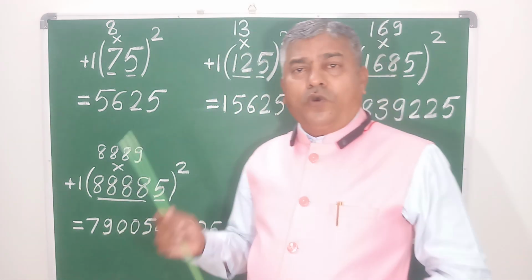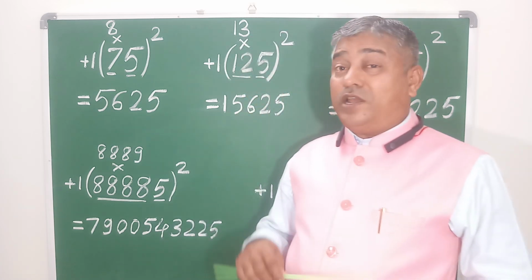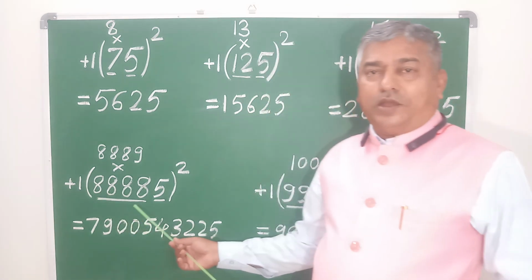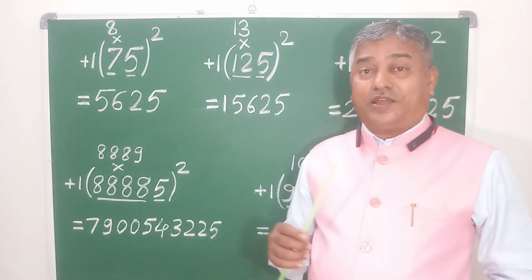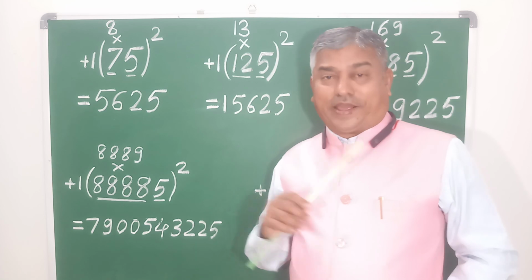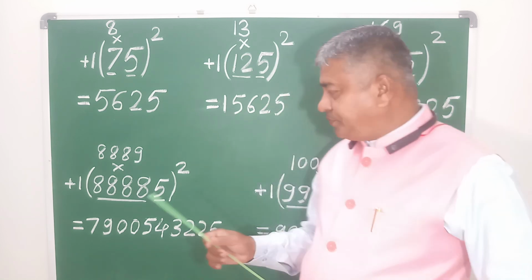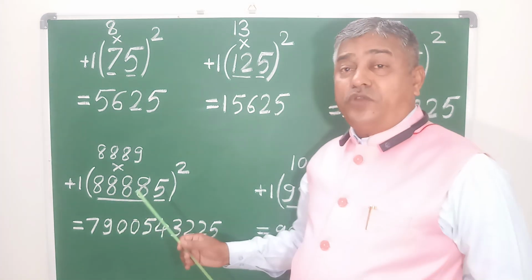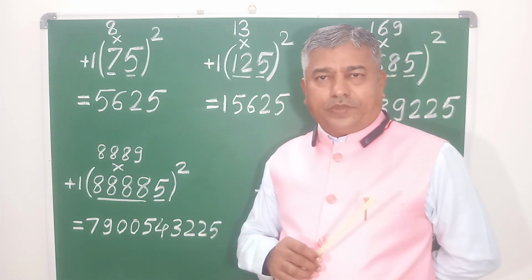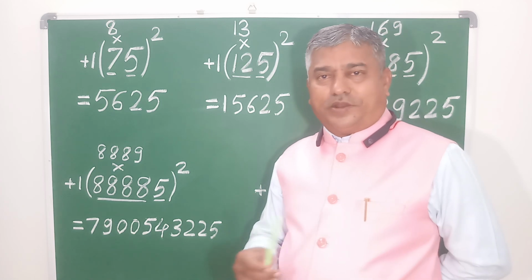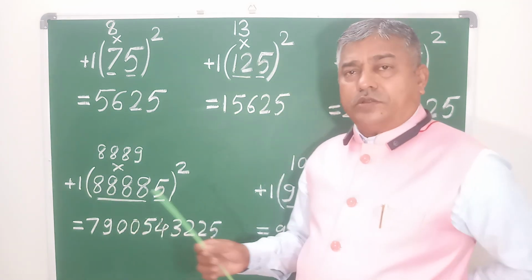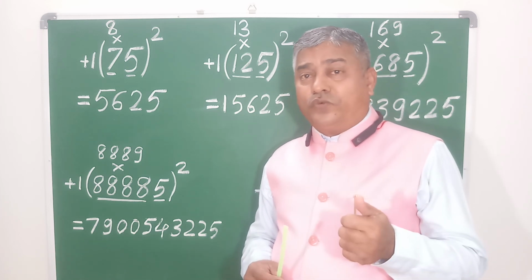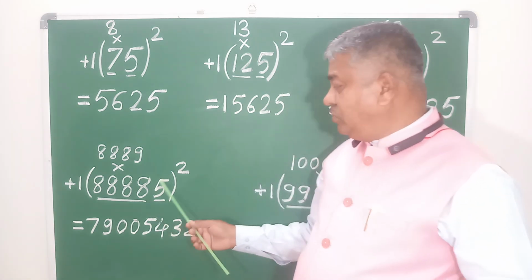Okay, let us come on. Again we will see the fourth example here. Still bigger. Now it is a number nearly 1 lakh: 88,885. See, the bigger number, 88,885. Now we have to find out the square of this number.